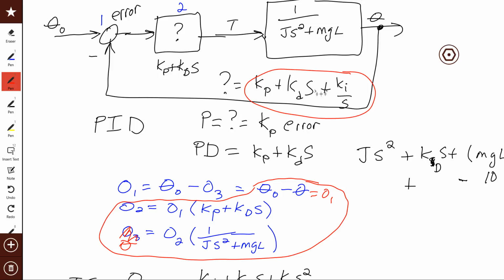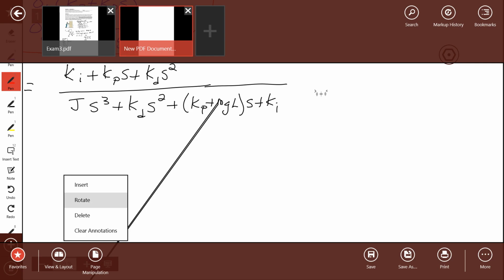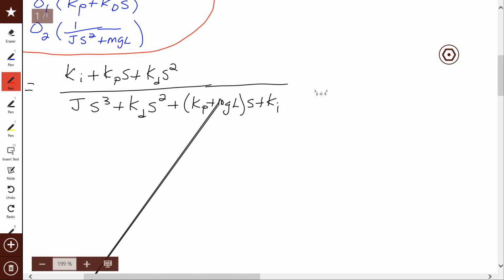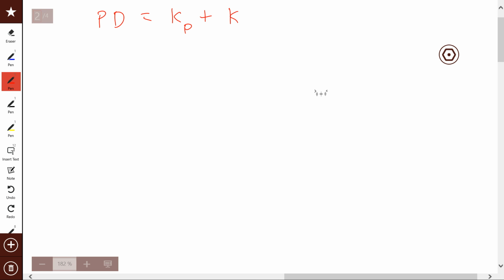For the KP, if you remember in the notes, what happened was, if theta 0 was 5, you didn't get 5 on the other one. Maybe that's what I was trying to show you. See if I have that one. For a PD, let me get a new page here. Let's see if I can insert a page. Insert some pages, a couple pages. Okay, here's what happens in a PD controller. For a PD controller, that's equal to KP plus KDS.